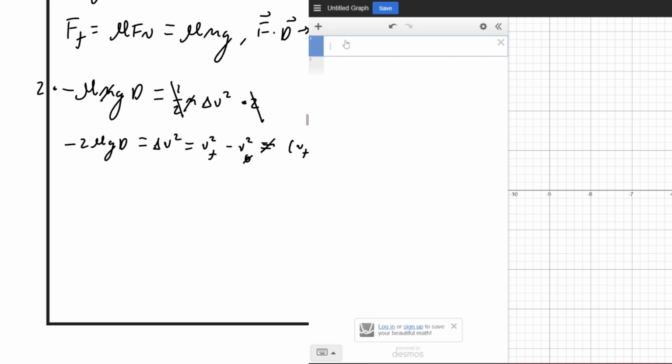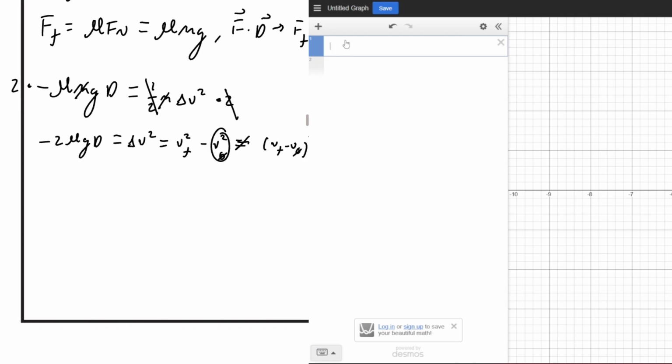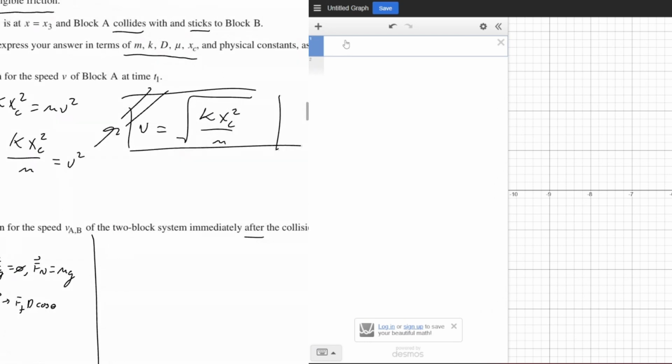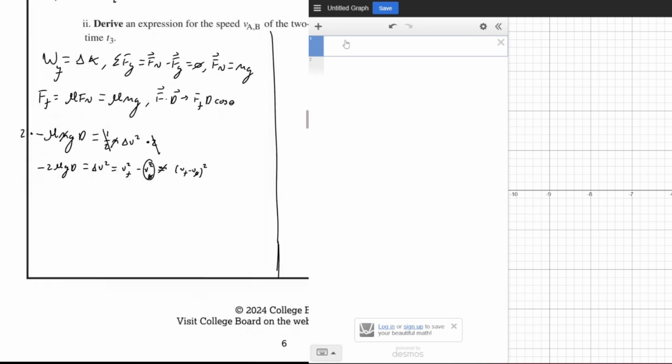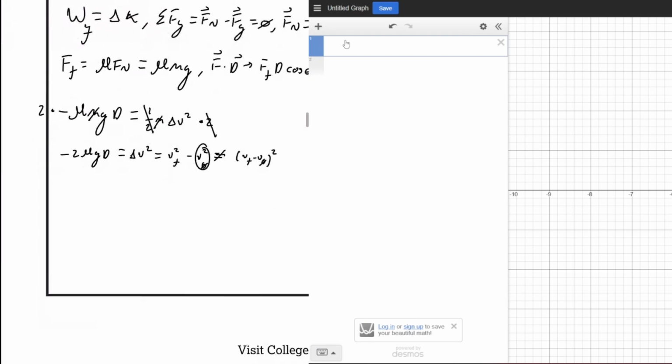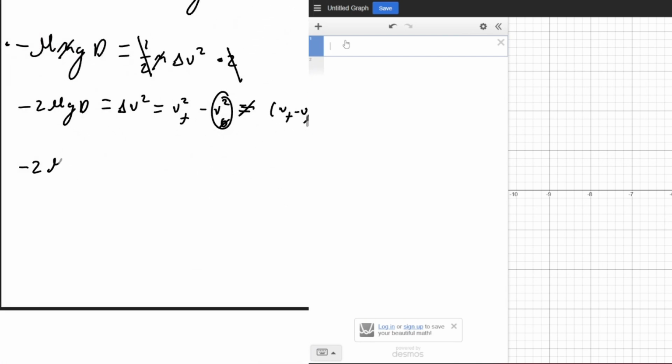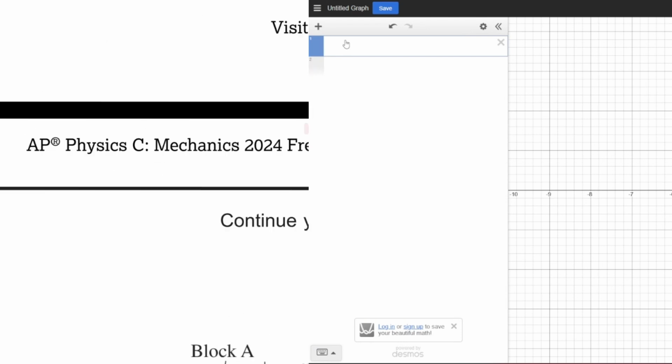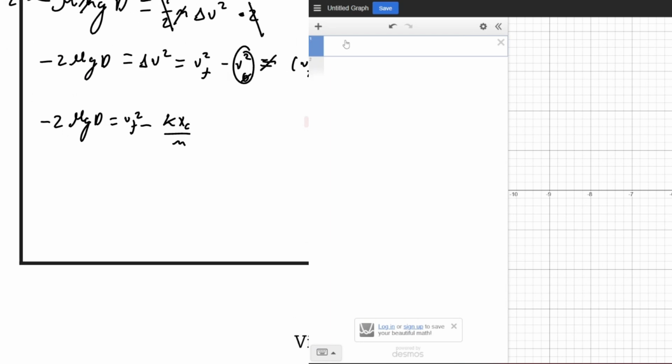So now we're going to rewrite this, subbing in for v naught squared, because v naught is the initial velocity, which corresponds to the kinetic energy it has before it enters the friction region. So now I'm going to write it out. -2 mu gd equals v final squared minus, and v naught was the square root of kx squared over m. So that squared is just without the square root, so we're going to write kx squared over m. Great. So we're done with that, right?